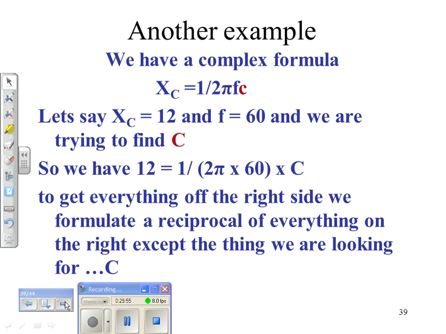We're trying to find C, so we have 12 is equal to 1 over 2 pi f, which is a number, right? 2 times pi is a number, times 60, that's a number, and we want to get C all by itself. So what's the reciprocal of 1 over 2 pi f? 2 pi f. We multiply 1 over 2 pi f times 2 pi f. They cancel each other out, right?